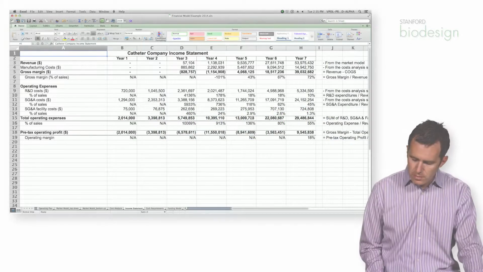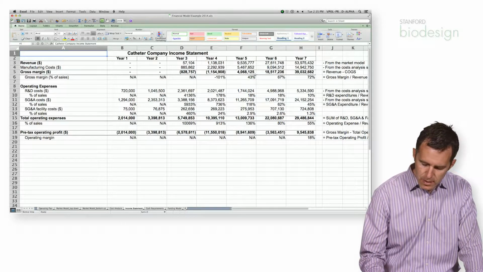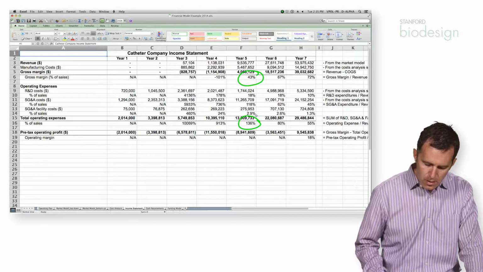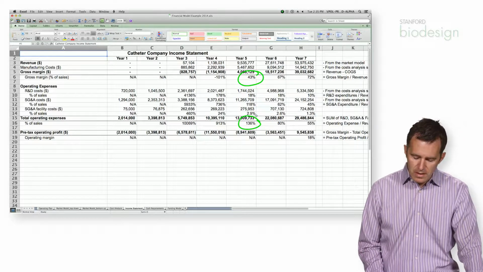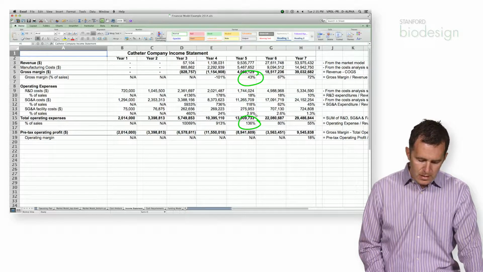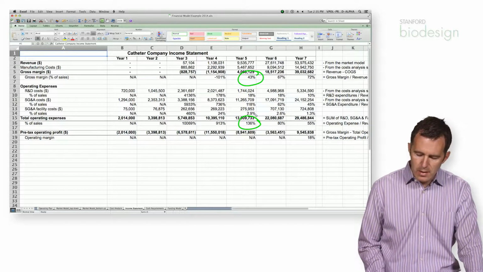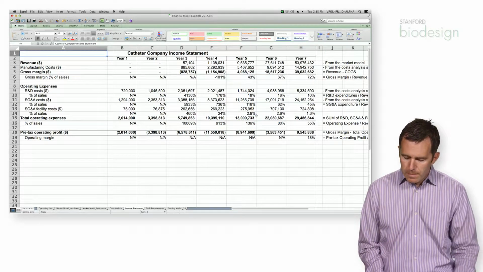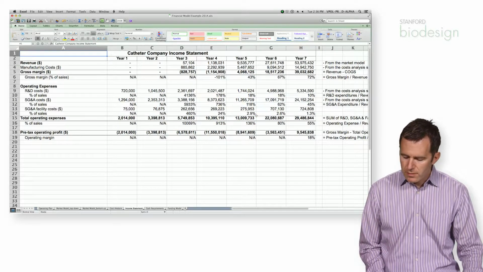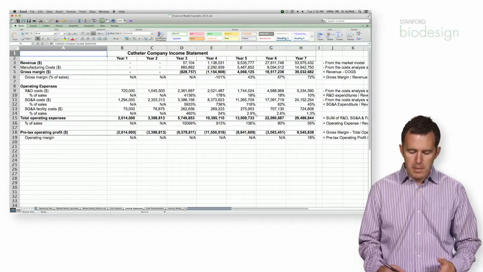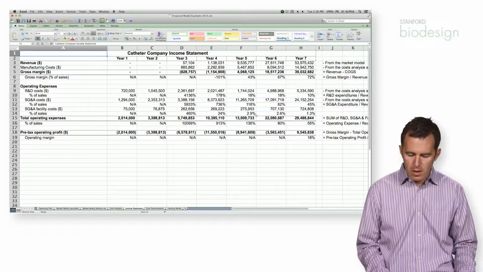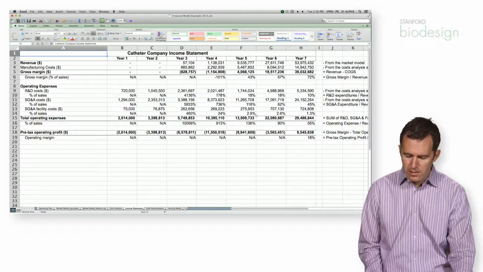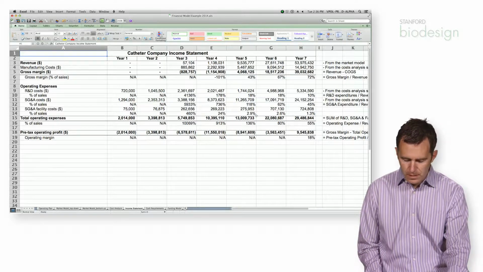One of the things we can do in the model is calculate ratios. Some of the most important ratios are the percentage of sales that the gross margin represents and the percentage of sales that the operating expenses represent. People who build a lot of these models will look at these percentages to compare your business against all of the other businesses that they've seen. In particular, investors like to look at these ratios all the time.